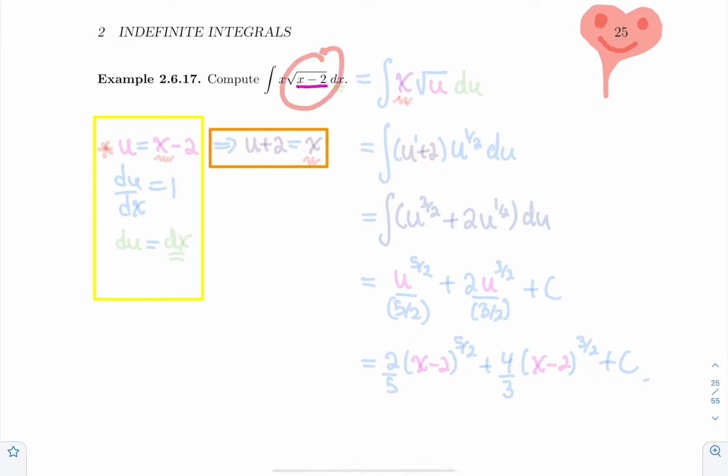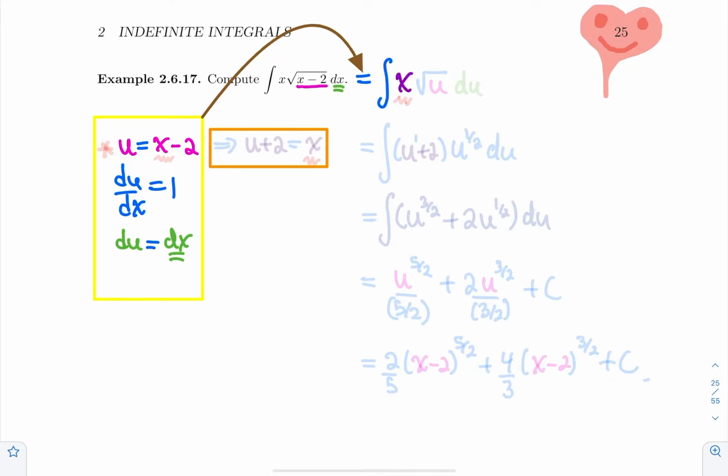So let's try that. So let's say u is equal to x minus 2. So when you compute du with respect to x, d of x is just 1. So here if you isolate dx, you get that du is equal to dx. So we have a formula for x minus 2. This will be turned into u, and dx will be turned into du. So very clean initially. So here we have the integral of x square root of u du.